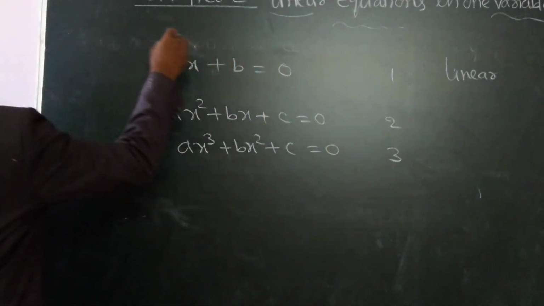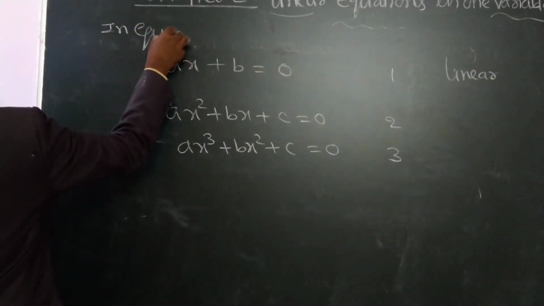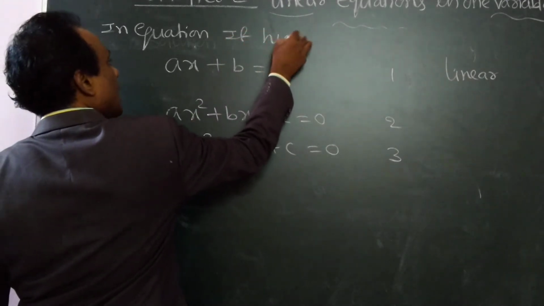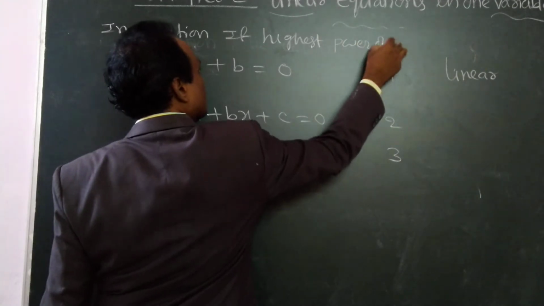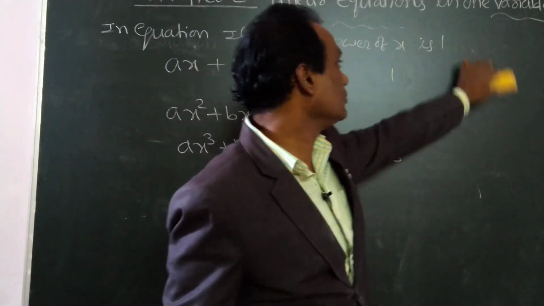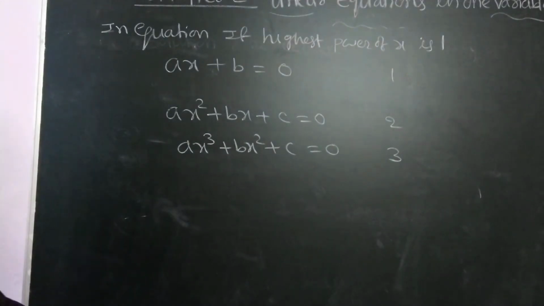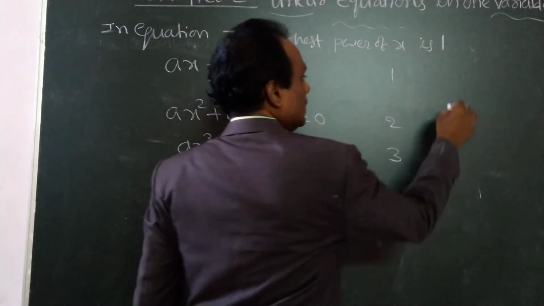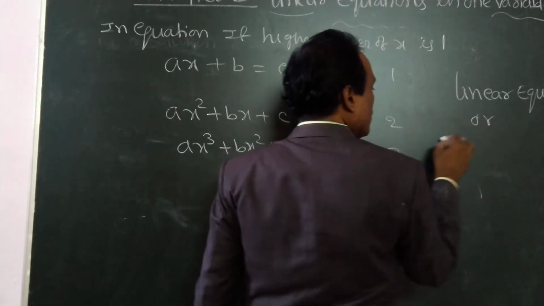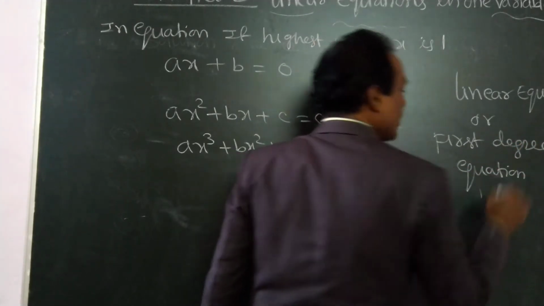Write down. In an equation, if the highest power of x is 1, then it is called linear equation, which is our chapter, linear equation or first degree equation.